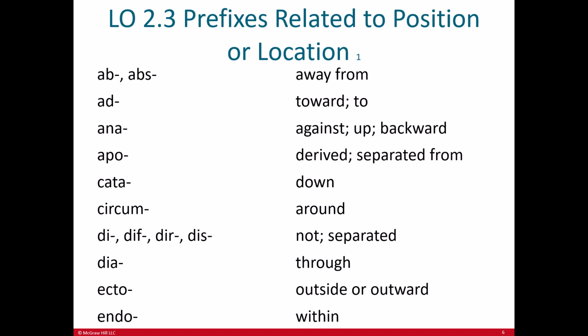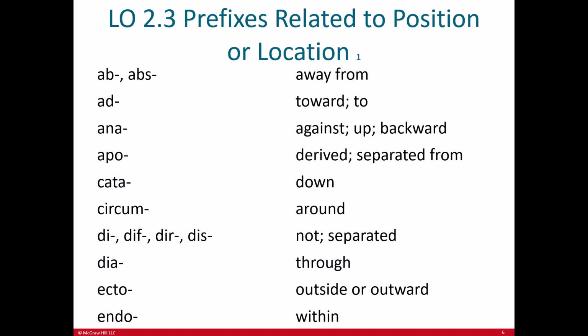Learning Outcome 2.3, prefixes related to position or location. So here you can see we have ab or abs. This is away from. You can think of the word abduction. If something's taken away, it's abducted, right? So that's a good way to help use that word association for memory recall. Then we have add, which means toward or to. Think of like when you add or subtract, right? When you add, you're putting things together. It's going towards each other.